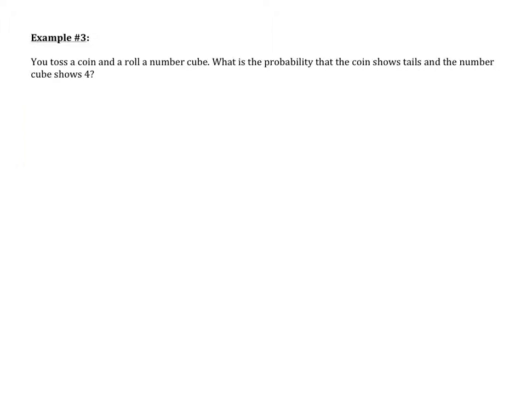So let's move on to example number 3. You toss a coin and roll a number cube. What is the probability that the coin shows tails and the number cube shows 4? So first, let's list out our sample space.